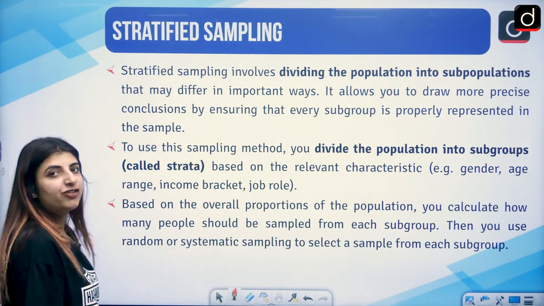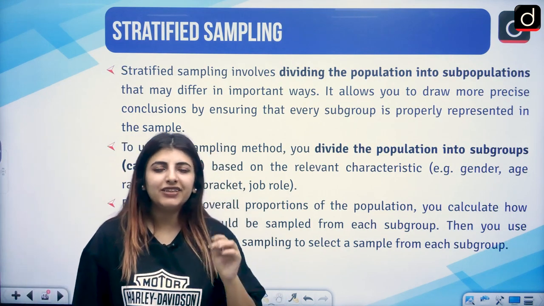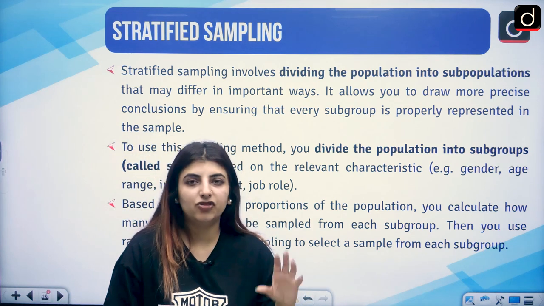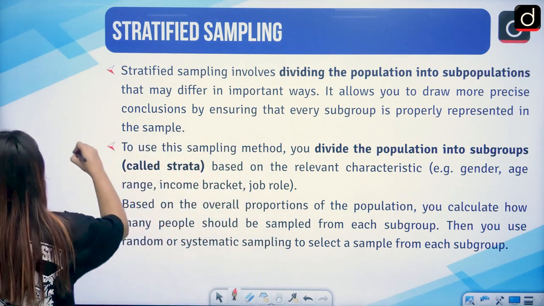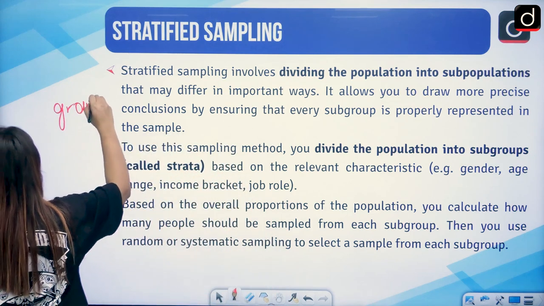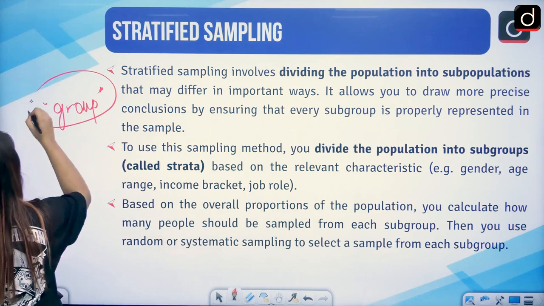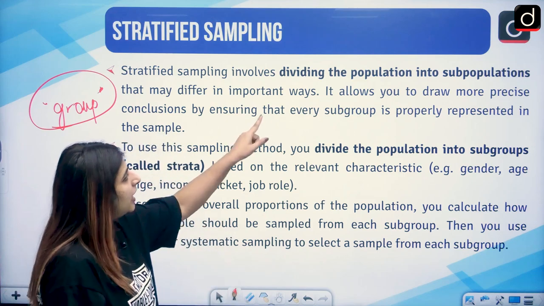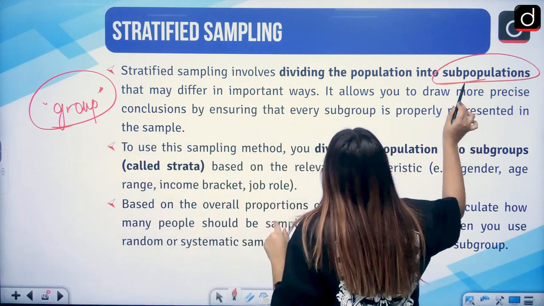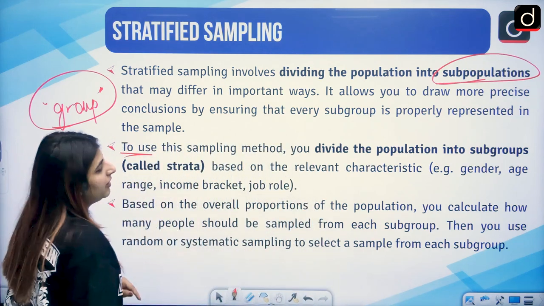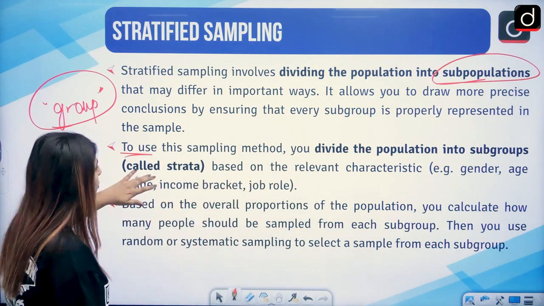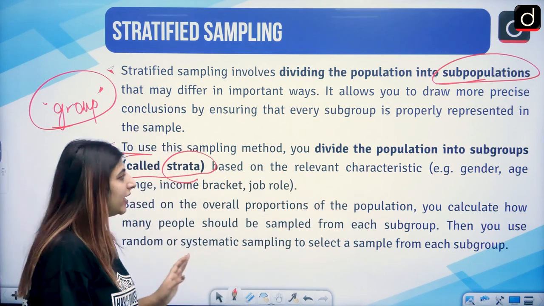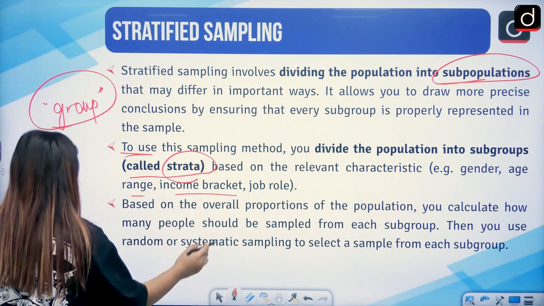Next we have stratified sampling. Now, in stratified sampling, first of all, what do we mean by strata? Strata means that there are groups. It means that we are going to group the people into different groups, subpopulations, meaning we are going to divide them. To use this sampling method, you divide the population into subgroups called strata, based on relevant characteristics, for example gender, age range, income bracket, etc.